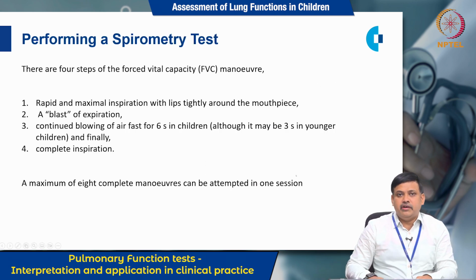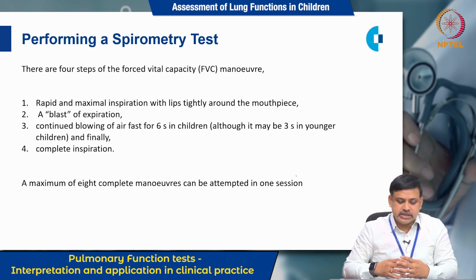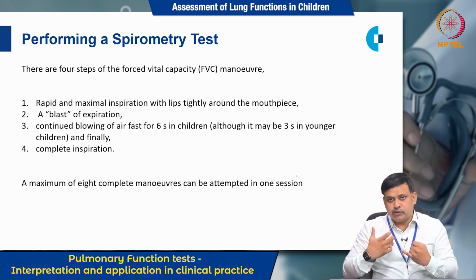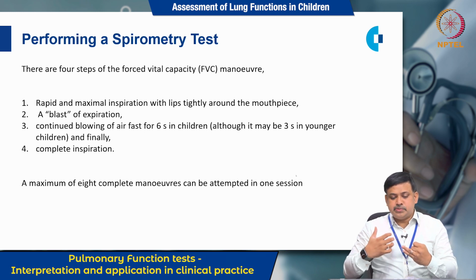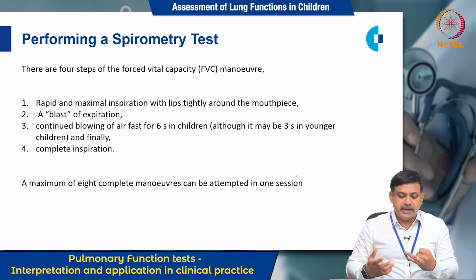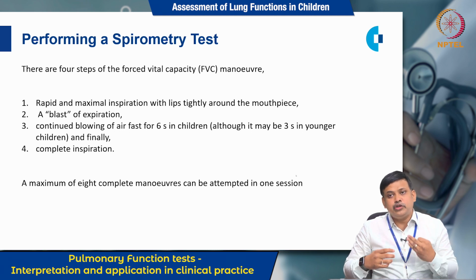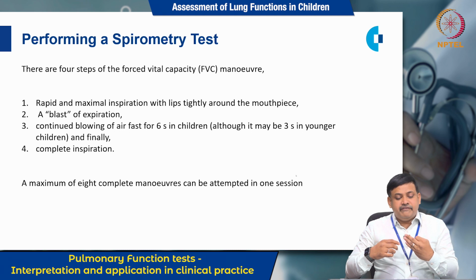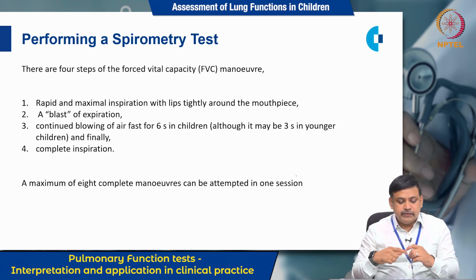Performing the spirometry test: how are we going to perform it? There are 4 steps of the forced vital capacity maneuver, and to extract the forced vital capacity we should follow these 4 steps. One is rapid and maximal inspiration with lips tightly around the mouthpiece, followed by a blast of expiration. Third is continued blowing of air for as long as 6 seconds in children, although it may be 3 seconds in younger children, and finally complete inspiration. You take it like a full complete loop. This is how you have to perform.